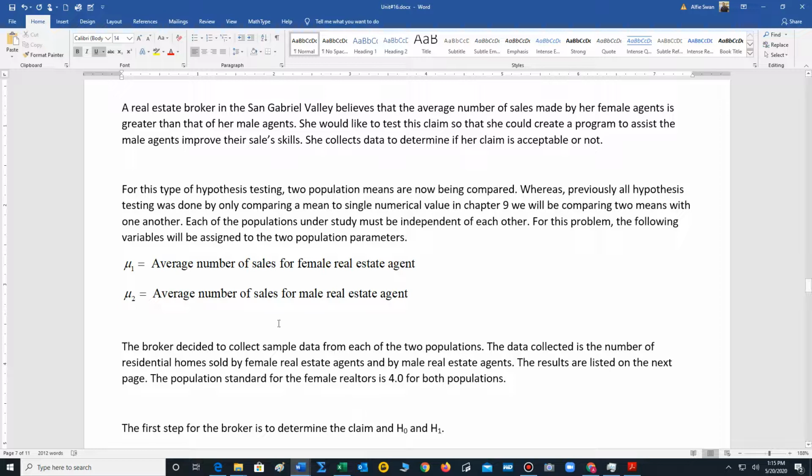So the notation that we use will be the following. In this problem, mu sub 1 represents the average number of sales for female real estate agents, and mu 2 represents the average number of sales per male real estate agents. And so we will compare mu 1 and mu 2 when we perform our test.